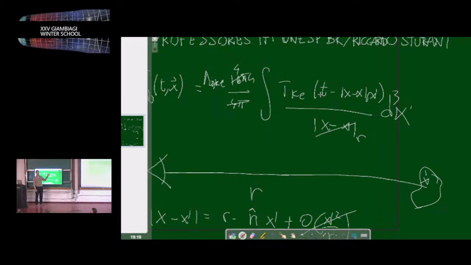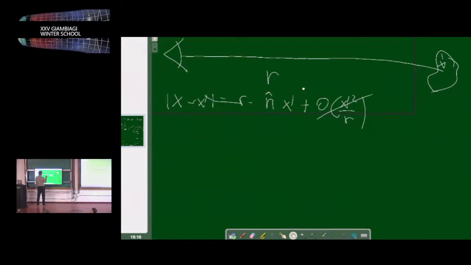This minus r is just the offset, the retarded time at which I'm looking at the source. But each point of the source I'm looking at at a slightly different time, depending on whether it's closer to the observer or farther. And so I have to expand. This term here is very small compared to that. This is clear, no? Because this is the size of the source and this is the distance. So let's expand the integrand.